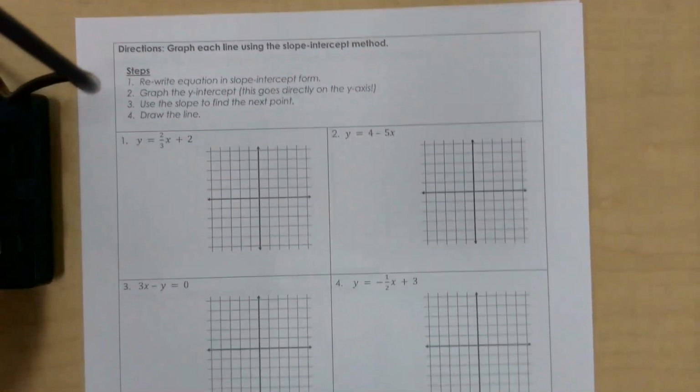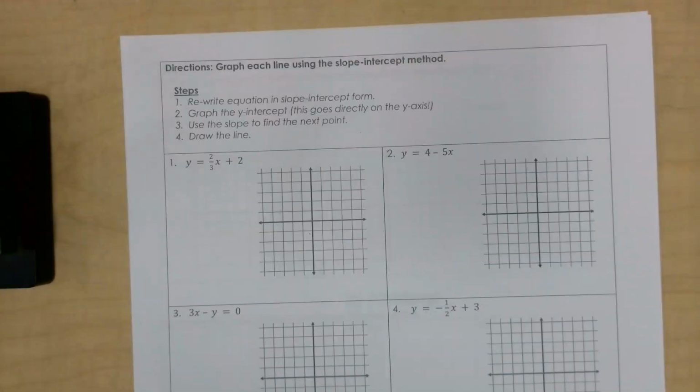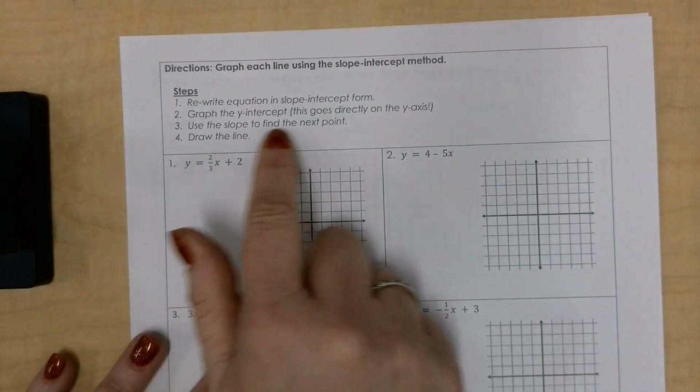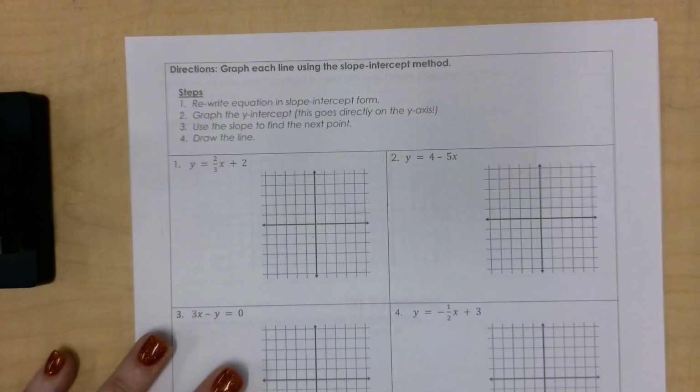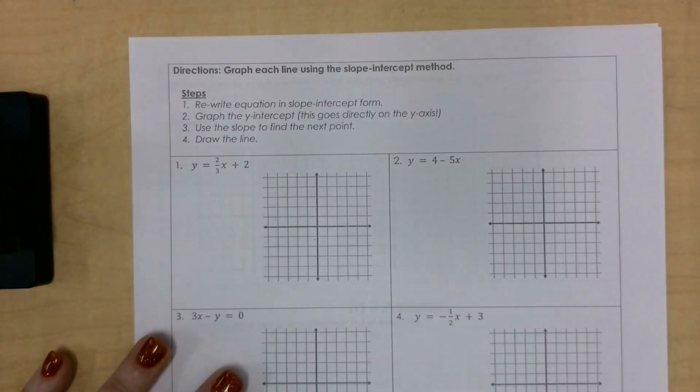Let's take a look at our next page. And in this particular problem, we are going to do the following. We're going to rewrite each equation in slope-intercept form if necessary. We're going to graph b, then we're going to use the slope, and we're going to give another point, and then we're going to draw a line.